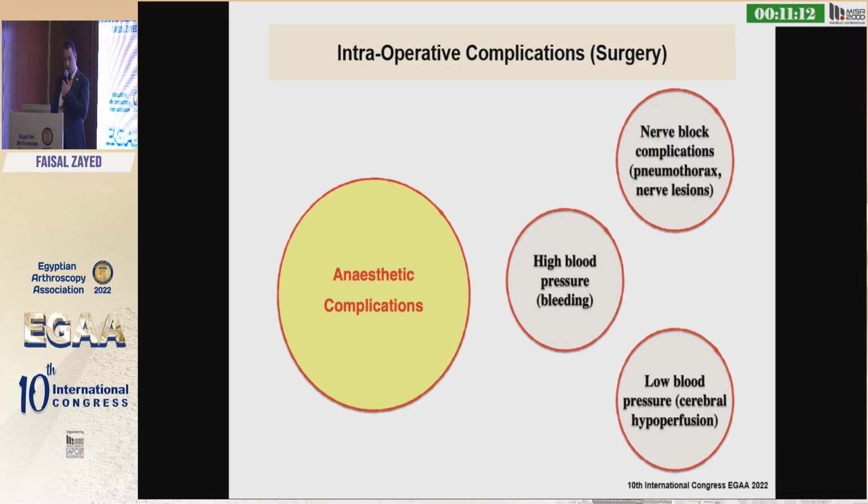Intraoperative complications during surgery may be anesthetic-related complications, such as nerve block complications, pneumothorax, and nerve lesion. Also, if there is high blood pressure, this may lead to intraoperative bleeding and disturb the field of vision. Also, low blood pressure can lead to cerebral hypoperfusion.